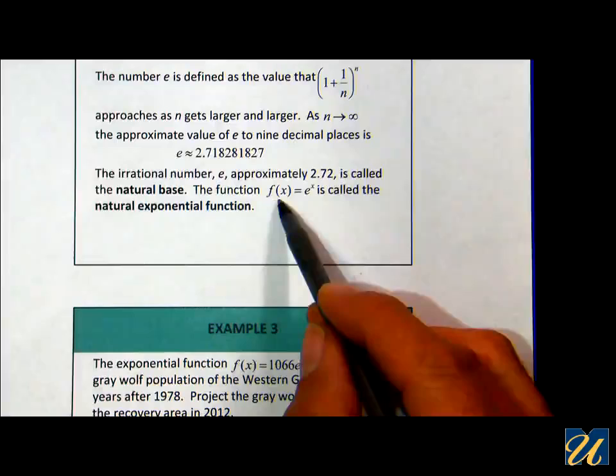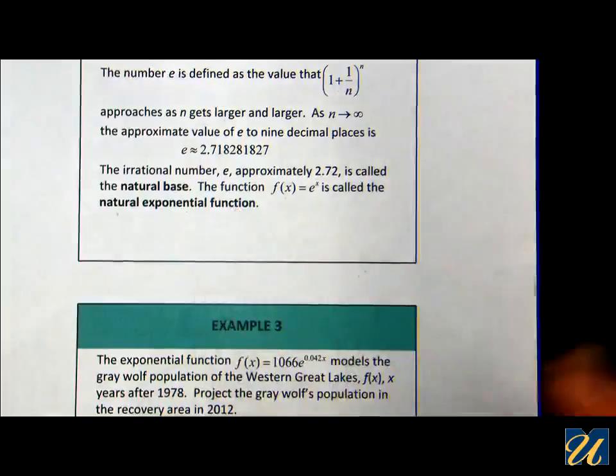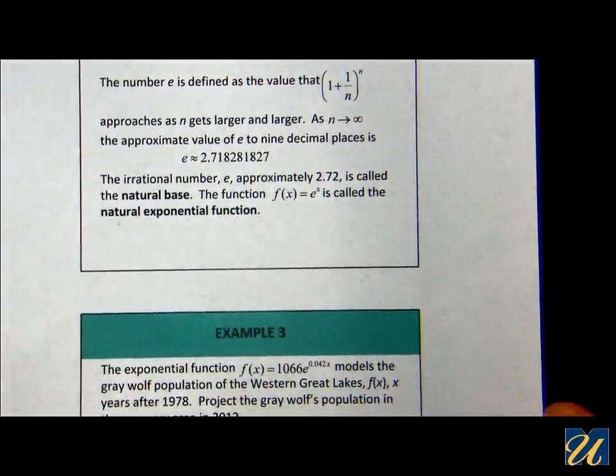So the function f of x equals e to the x is called the natural exponential function, and it's called that because in most applications involving science and biology, the natural exponential models things in a much better way. Let's take a look at an example.